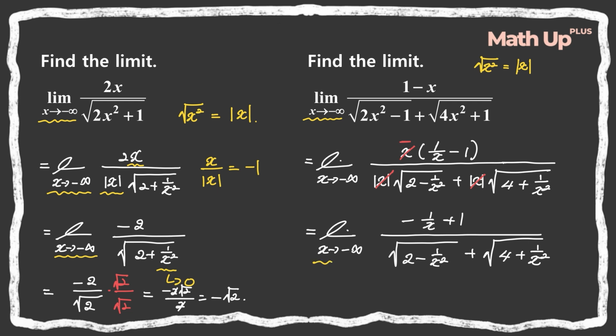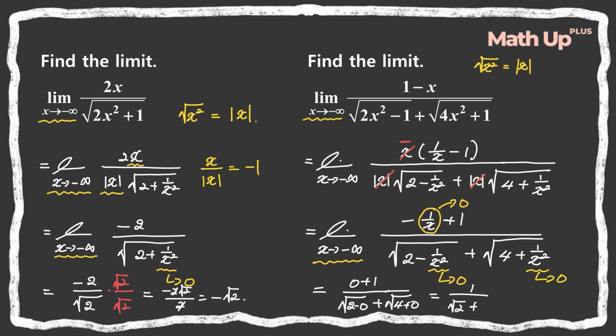And as x approaches negative infinity, 1 over x approaches 0, and 1 over x squared approaches 0, right? So this limit is equal to negative, 0 plus 1, over square root 2 minus 0 plus square root 4 plus 0. So that is 1 over root 2 plus 2.